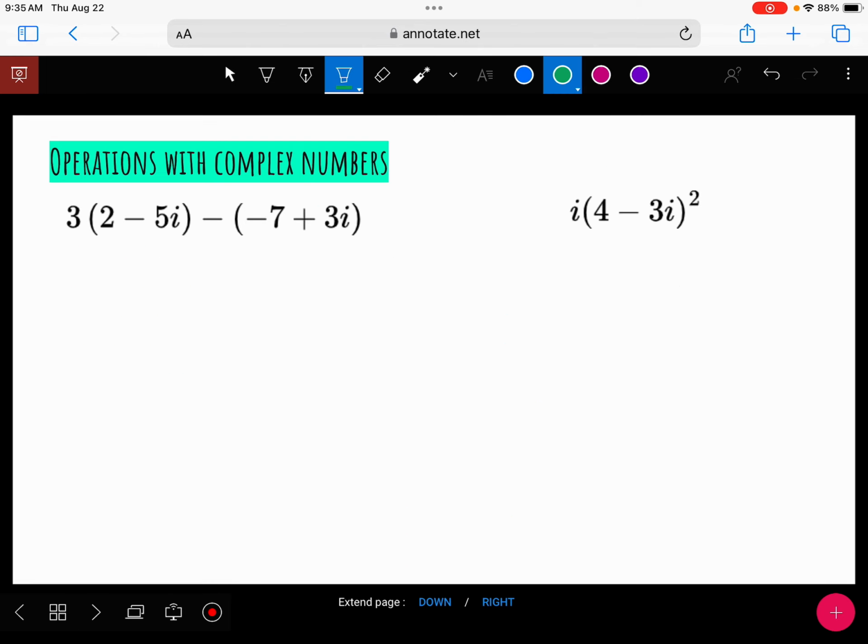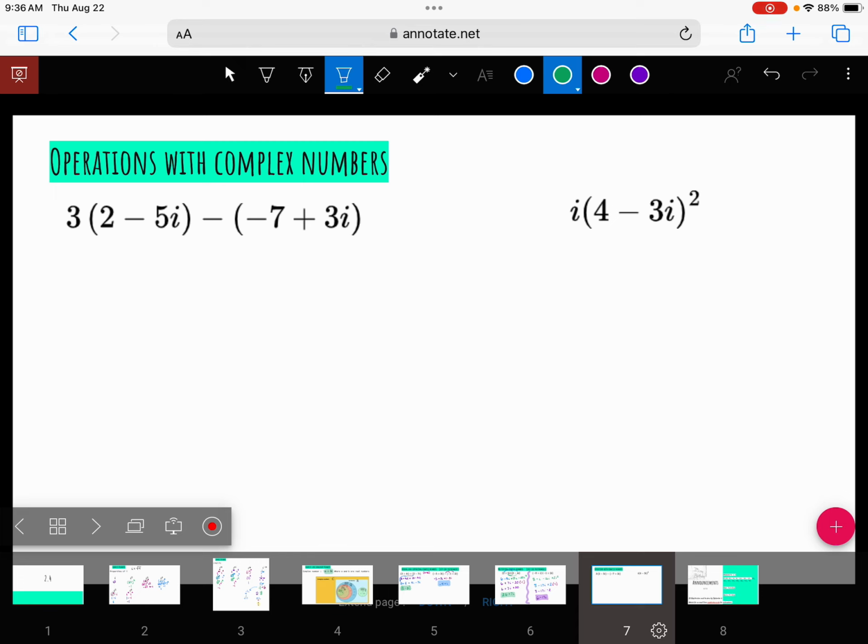2 more. These are the last 2 for today. So we've got kind of a combination of operations on the left-hand one and more than one operation on the right-hand one too. It's similar, but it's like a harder polynomial because on the left-hand one, I have multiplying and then subtraction.